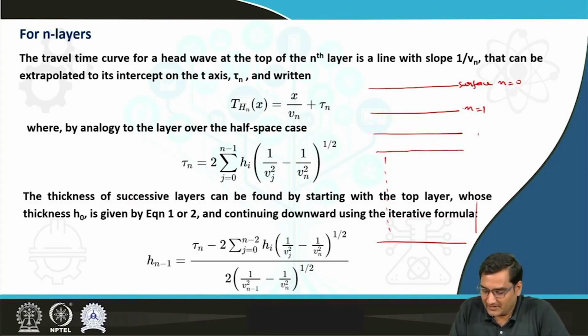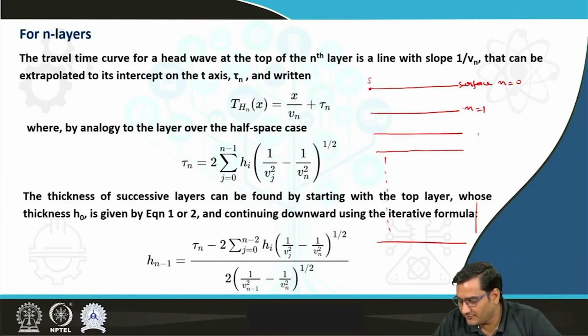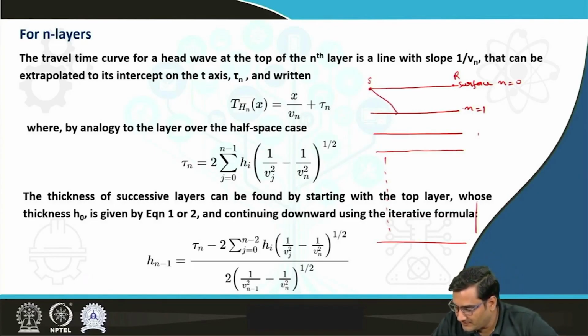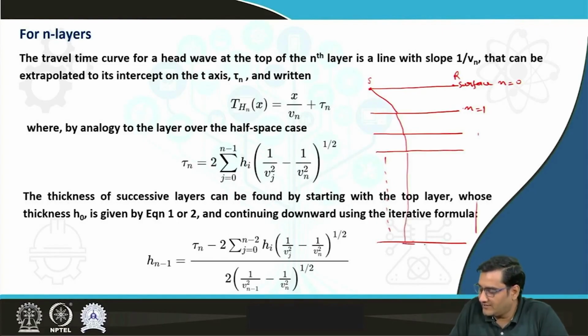Now consider the travel time curve for a head wave at the top of the nth layer. Let's suppose you have the source and here you have the receiver. What will happen in this case is that the rays will go down, get refracted, get refracted again, reach the nth layer, travel as the head wave along the interface, and then start coming back and be recorded at the receiver.